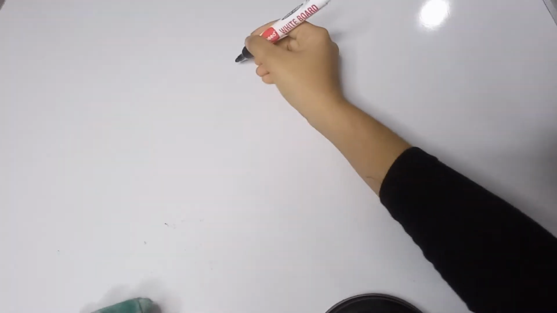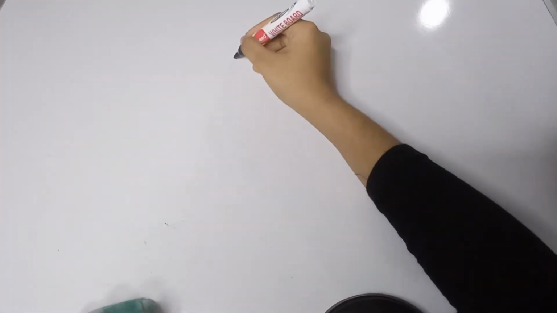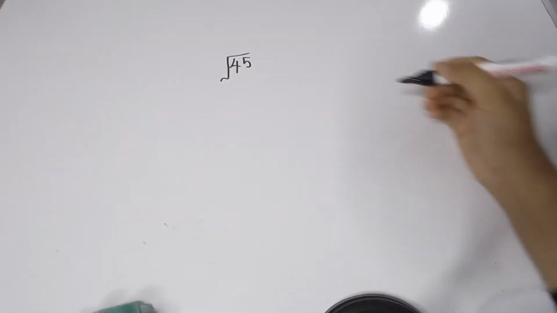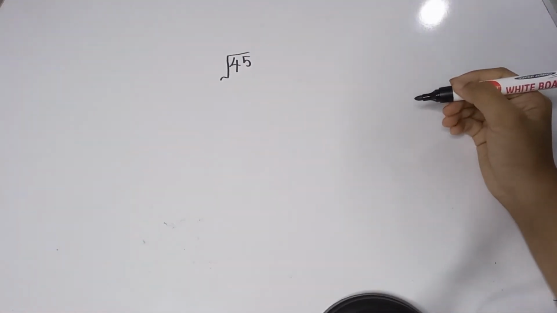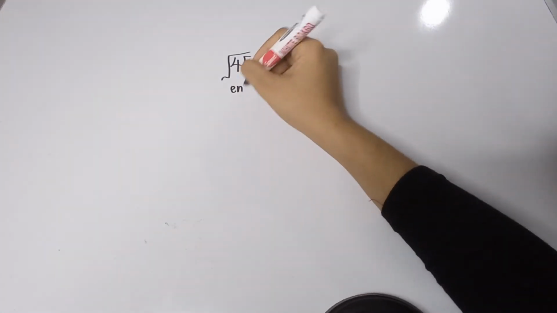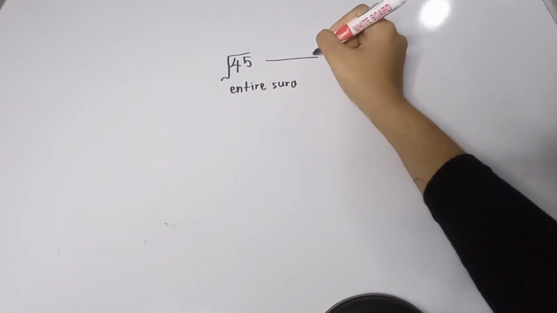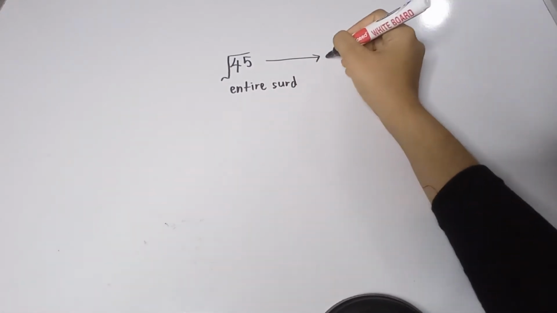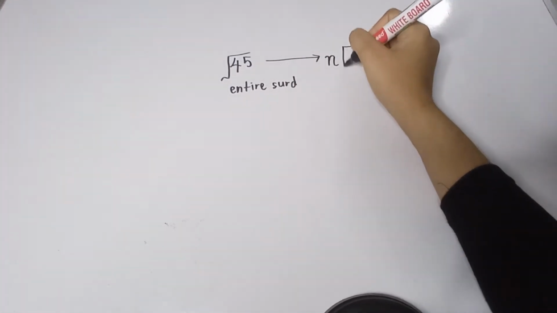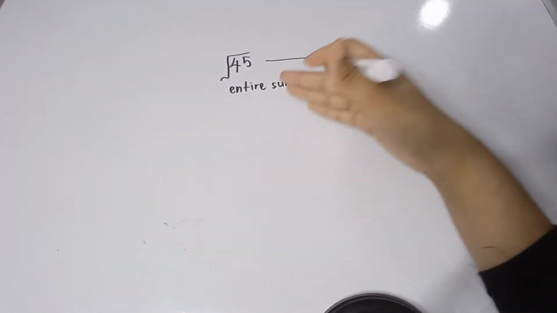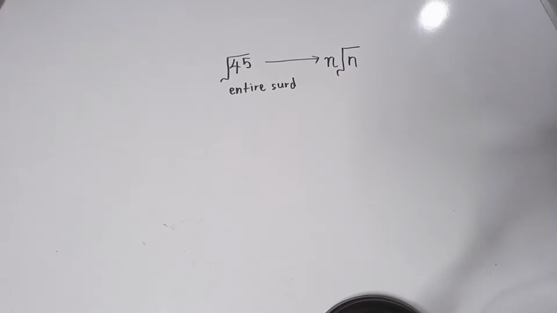So first I am going to take a surd. Let's call it an entire surd. Why do I call this an entire surd? This is a whole number under a surd. So this entire surd I'm going to convert into a mixed surd. What do entire surd and mixed surd mean? Here in a mixed surd we have a number outside and a number inside. So we are going to convert the entire surd to a mixed surd.